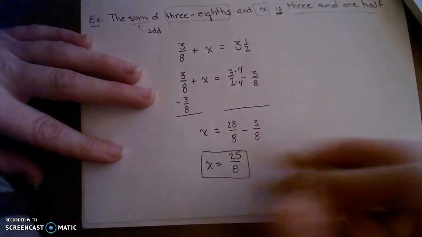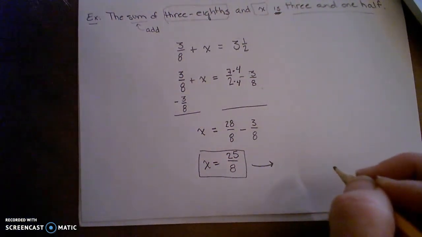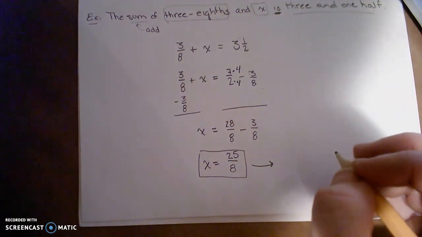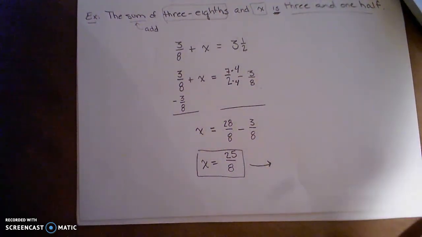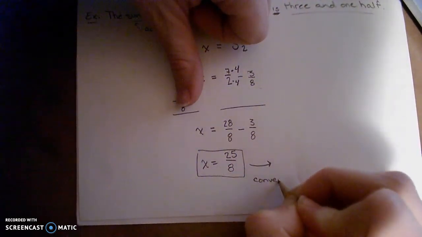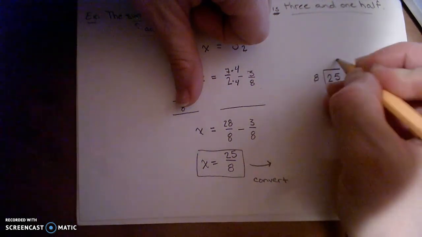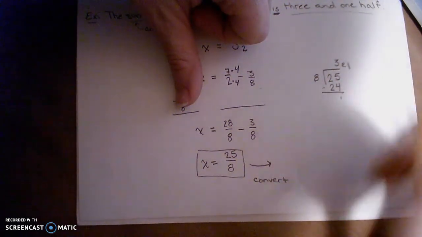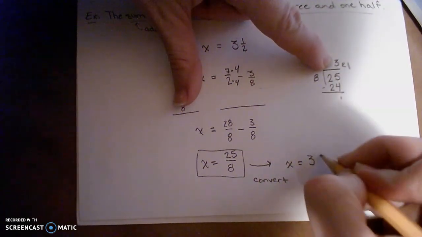You can leave your answer like that, or if the situation calls for it, you might want to convert that back to a mixed number, just because they used a mixed number in the statement of the problem. So we can go ahead and do that. So convert 25 divided by 8. It goes into 25 3 times with a remainder of 1. So we could convert that to 3 wholes with an extra 1/8.